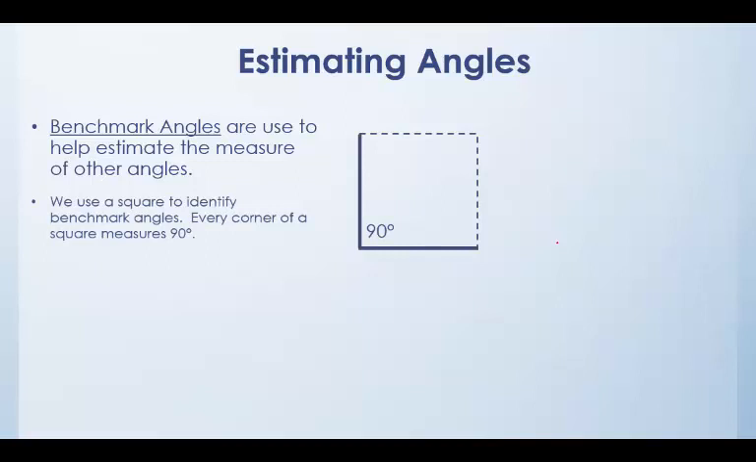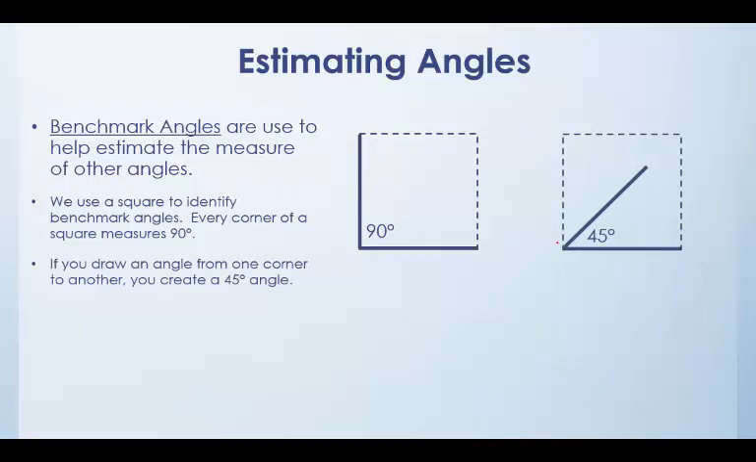We start with a square. That's the easiest one to notice. You know that a square is 90 degrees, so 90 degrees would be your first benchmark angle. We can take this square then and cut it in half. If I draw a line from one corner to the other, I get a 45-degree angle because half of 90 is 45. So 45 would be my next benchmark angle.